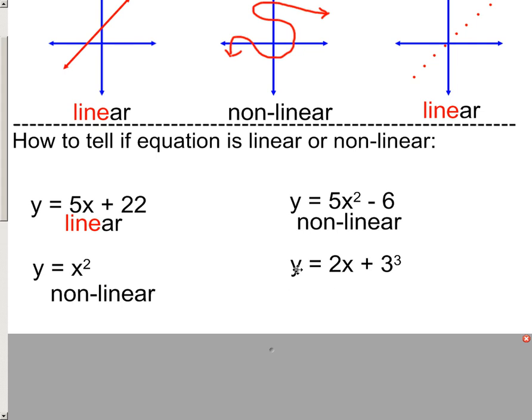Let's take a look at this one. Y equals 2x plus 3 to the third power. This one is actually linear. And if you're saying, whoa, whoa, whoa, I see an exponent, this exponent is not on the x variable. So that's why it's going to be just a nice straight line when we graph it.